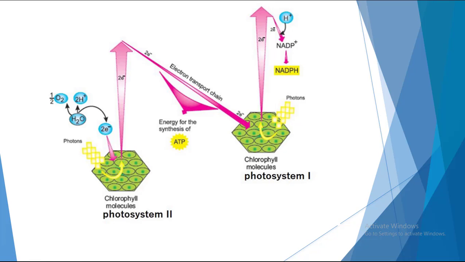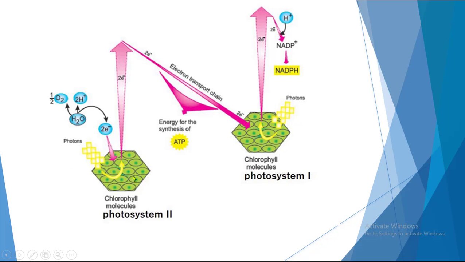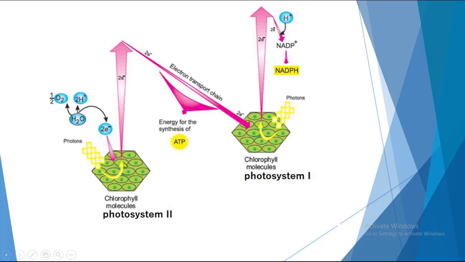So what happens? First step was excitation of electrons of photosystem 2. The chlorophyll molecules of photosystem 2 absorb light, their energy level increases and the electrons are emitted. We already discussed that. So the next step is photolysis. Photolysis is the breakdown of water in presence of light. When the electrons leave the photosystem 2, a hole is created, and at the same time, in presence of the light, the water molecule splits.